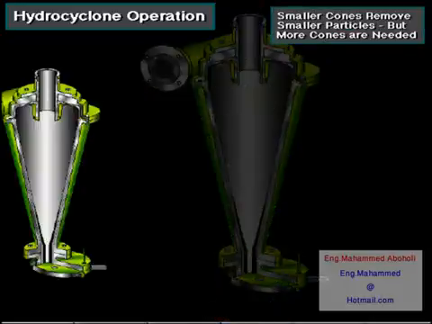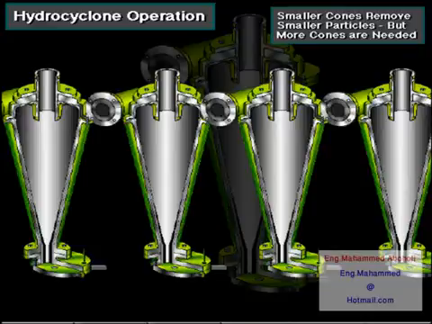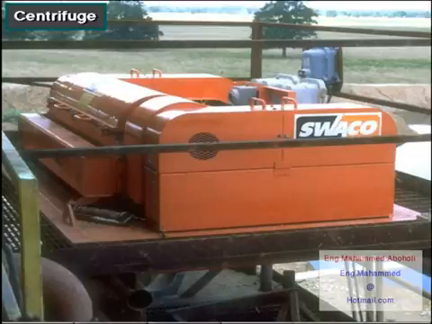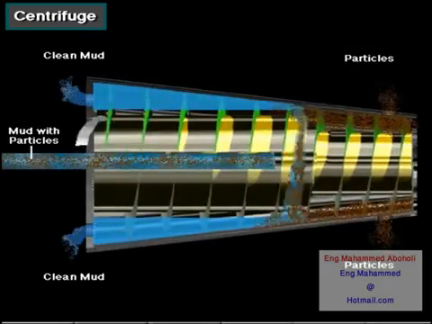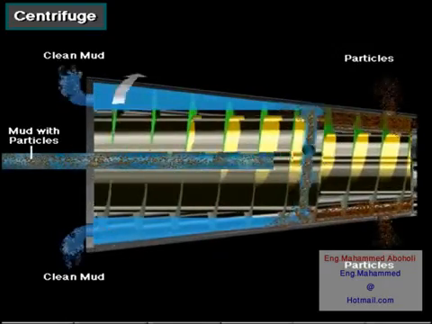The smaller the cone, the smaller is the particle it can remove. But more cones are needed to handle a given volume of mud. A centrifuge spins mud at high speed. This creates centrifugal force. Centrifugal force throws the particles to the side of the centrifuge, where they are removed.